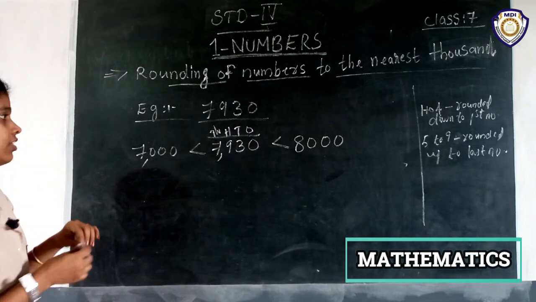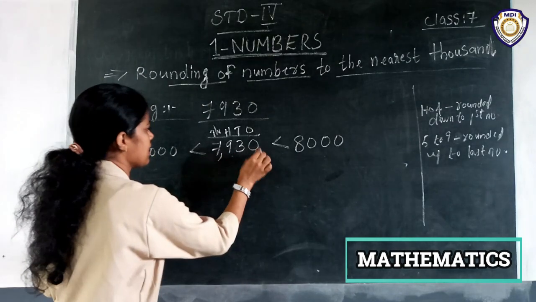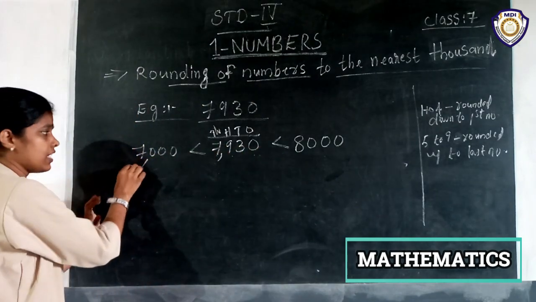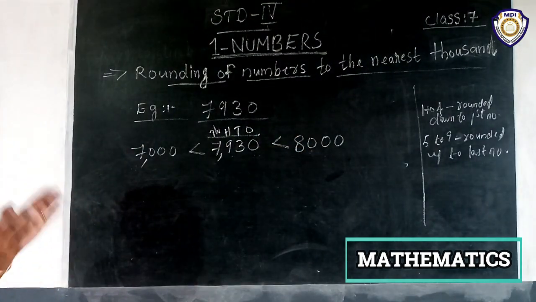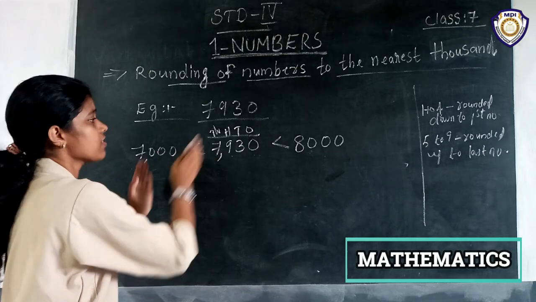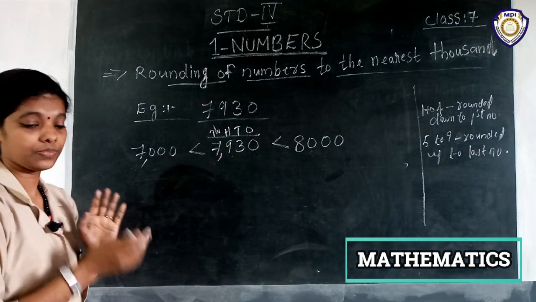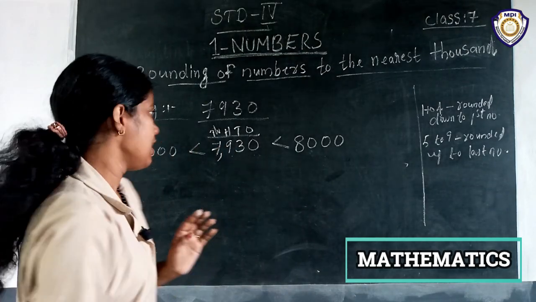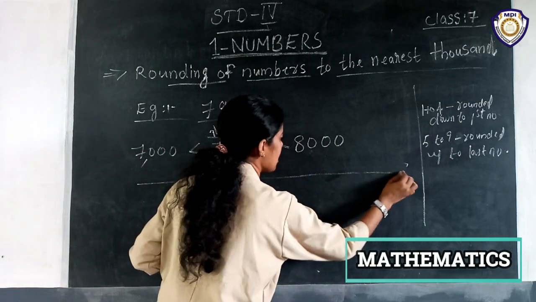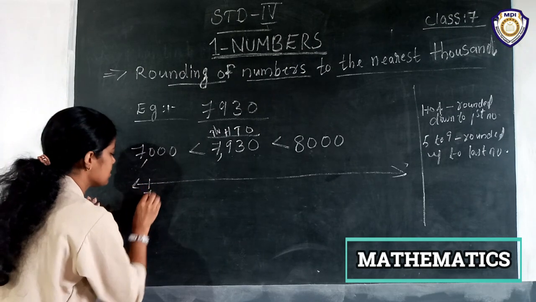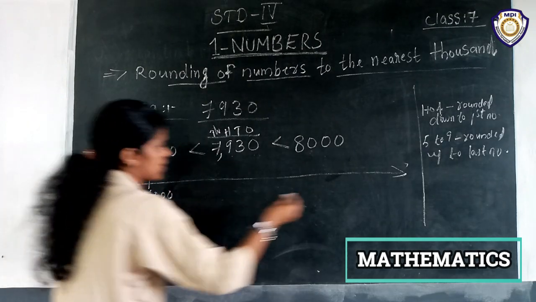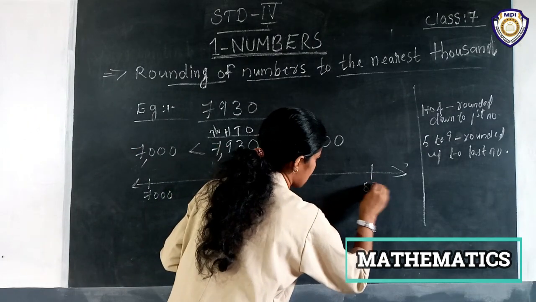7930 lies between 7000 and 8000. Next, we draw the number line. The first number is 7000 and the last number is 8000.